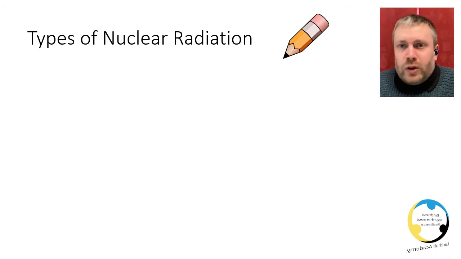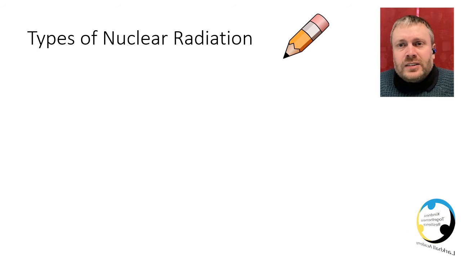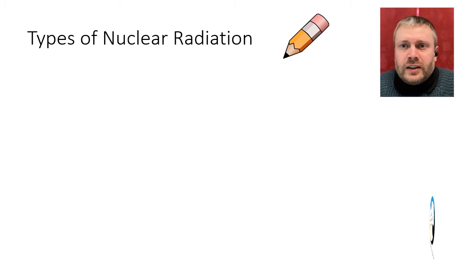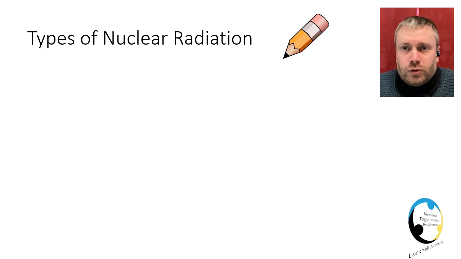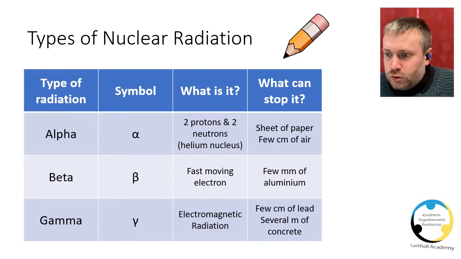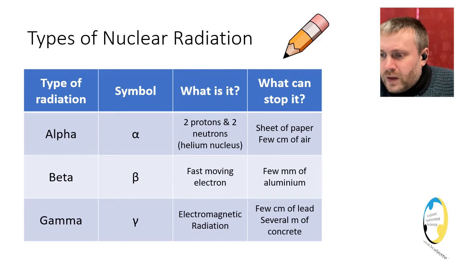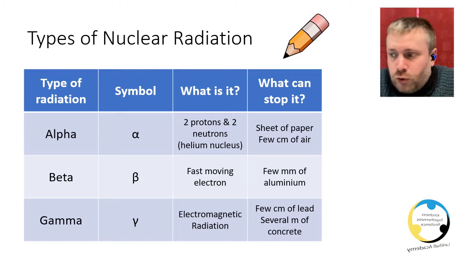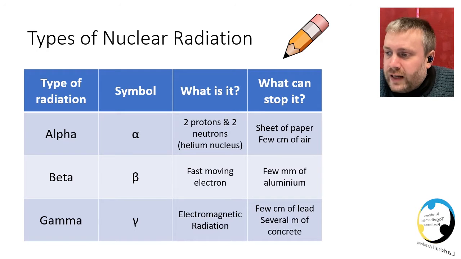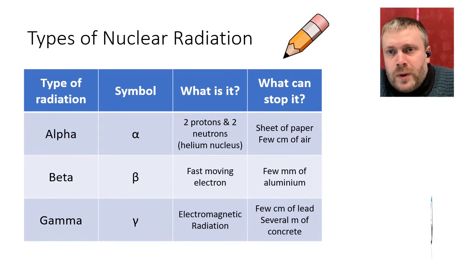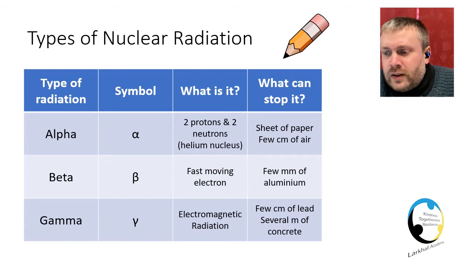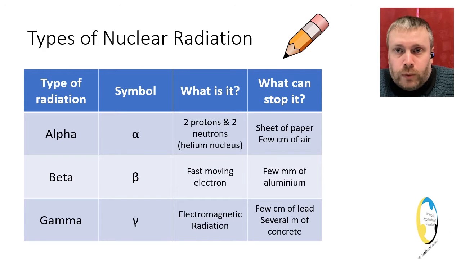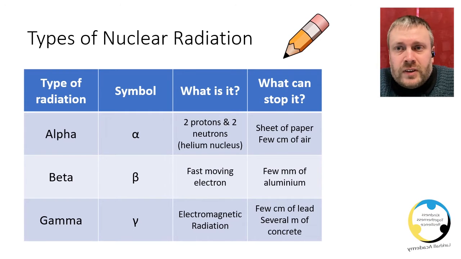So I'm going to get you to take a wee copy of this, similar to the way we did last time. I'll run through this, and then I'll give you a chance to pause and take some notes from this page here. So here's a table. This shows the type of radiation, the symbol, what it is or what it's made from, and what can stop it. I'd like you to copy out this table just now. Fill in all these parts: these three types of radiation, the symbol, what they are, and what can stop them. So I'll give you a chance to pause the video now.